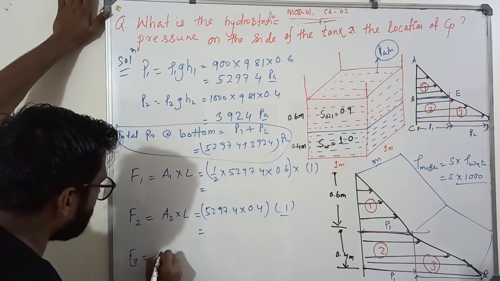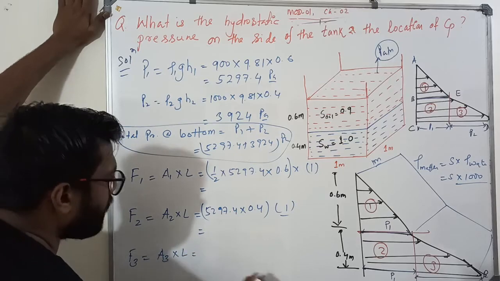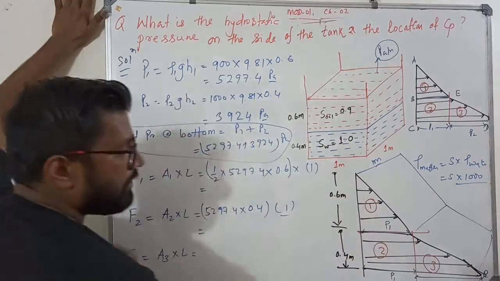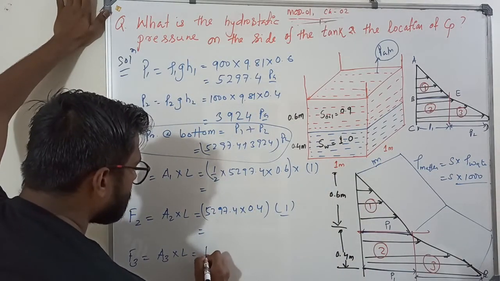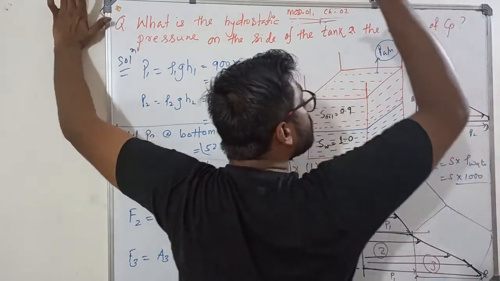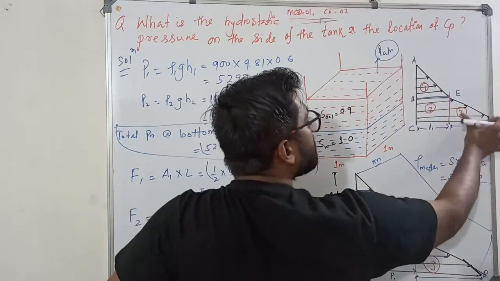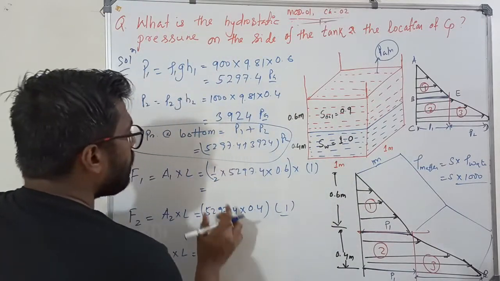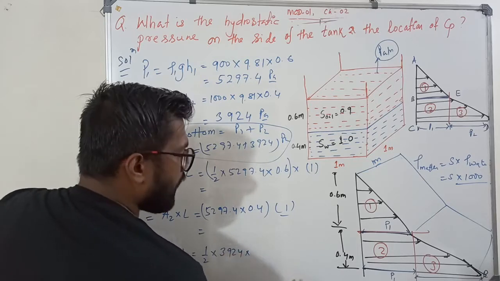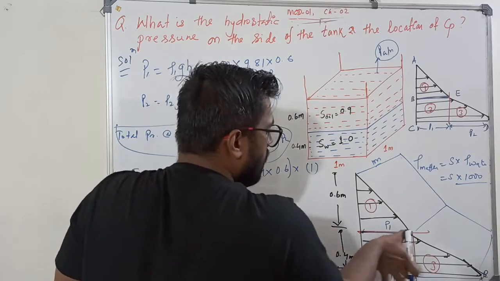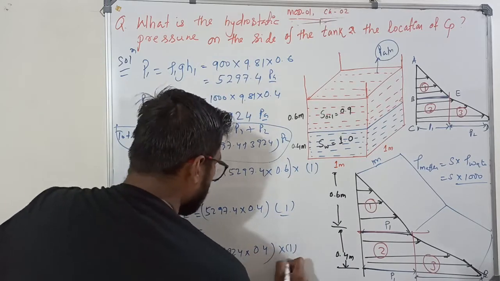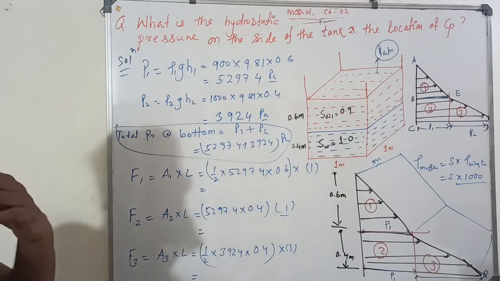Next, what will we calculate, sir? We will calculate F3. That is A3 into L. What is A3, sir? This is also a triangle. Triangle area, sir, is half into base into height. What is the base? Sir, the base is P2. So what is your P2? Sir, the P2 value is 3924, multiplied by height. The height is the water height, that is how much? 0.4 meter. Multiply by length. Length is 1 meter. So now you can calculate F1, F2 and F3.